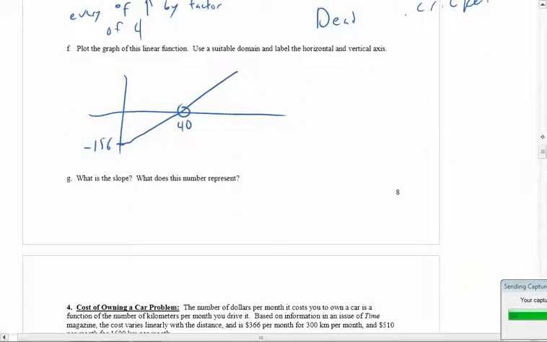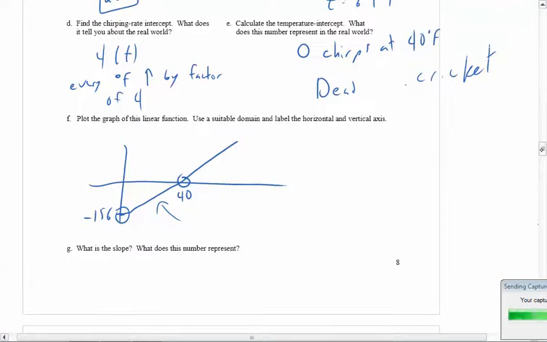As I keep going, this is what the graph is going to look like. Of course, here's my intercept here. All in this territory right here doesn't make any sense. Really, this is where the problem starts. At 40 degrees, we have 0 chirps, which is just above freezing. So that kind of makes sense. And after that, the crickets start chirping more and more and more.